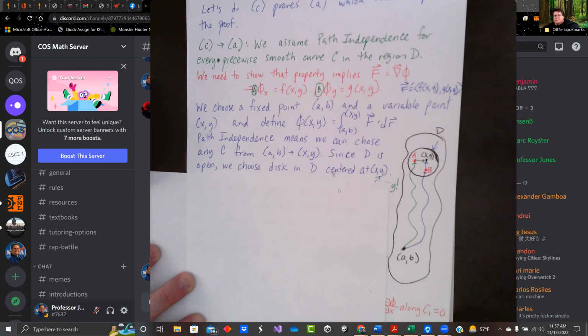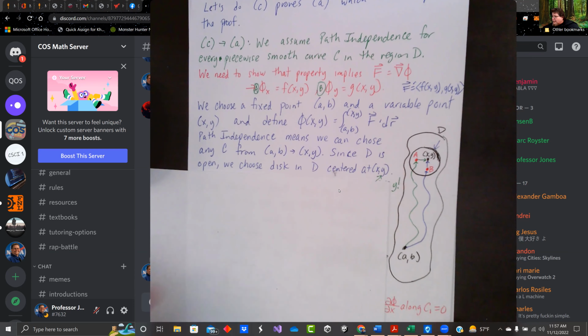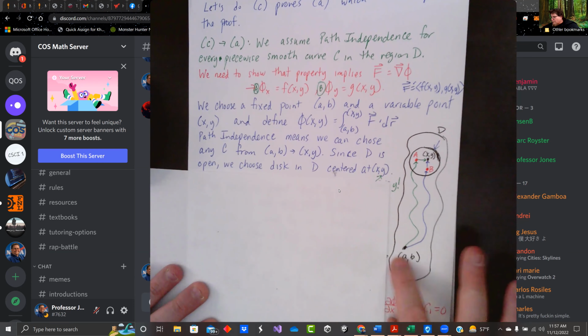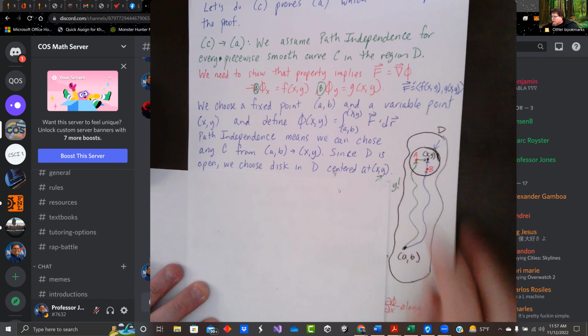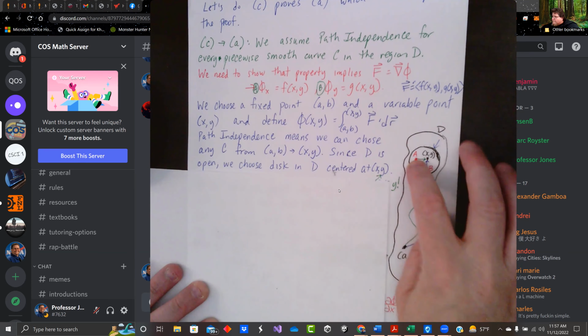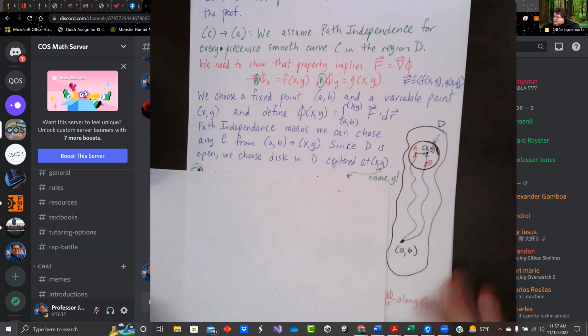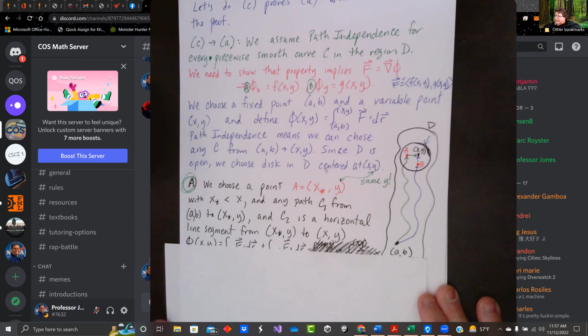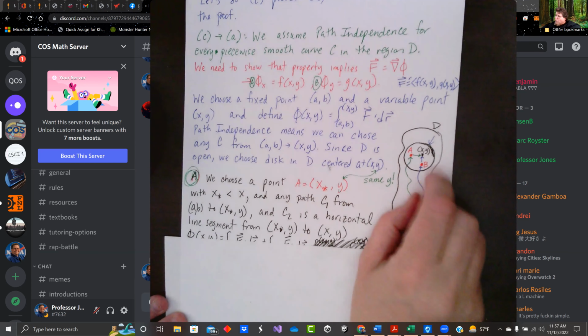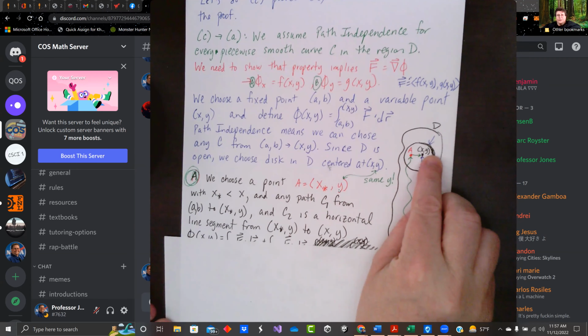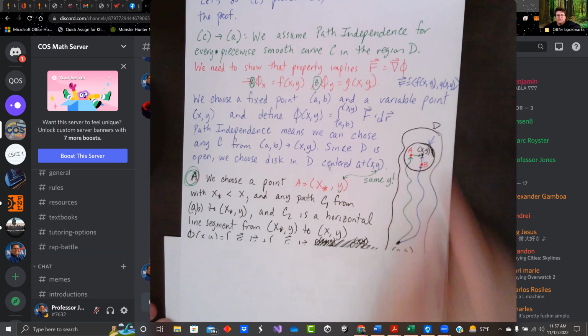And we can choose any path from a b to x y. So doesn't matter what we do along this path right here, we're going to go from a b to a point we'll call x star. So I'm going to choose a point x star y, where y is going to have the same y value as our y here. So it makes a horizontal line segment.